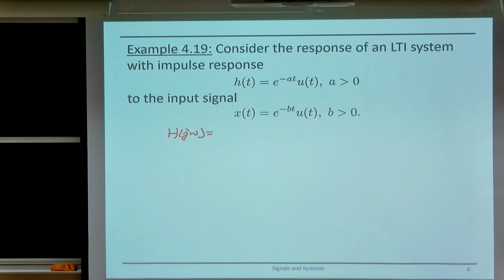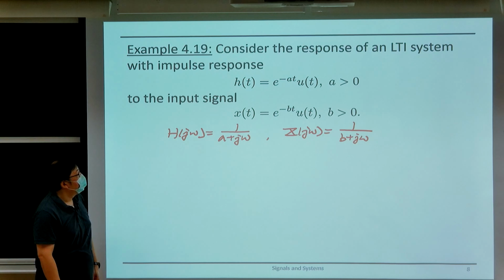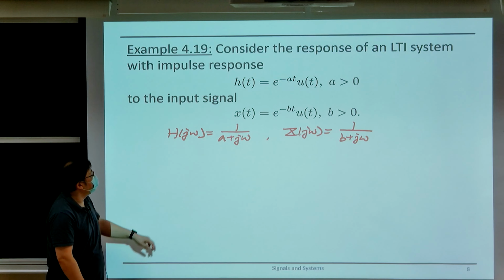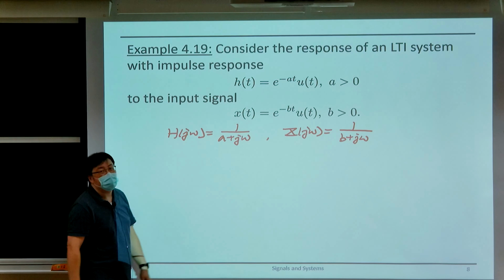So here, the Fourier transform of h is 1 over a plus j omega, and the Fourier transform of x is 1 over b plus j omega. This is going to appear a lot in some of the homework, so it's good to know. Basically, the Fourier transform of this single-sided exponential is just 1 over a, which is the exponent here, plus j omega.